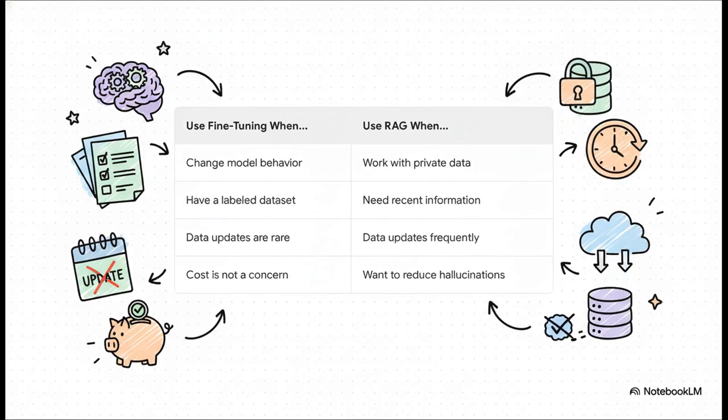And this gives us a really clear guide on when to use what. Look, you might still use fine-tuning if you want to fundamentally change a model's behavior or its personality. But for pretty much everything else, if you're working with your own private data, if you need up-to-the-minute information, if you need to fight hallucinations, or if your data is constantly changing, RAG is the clear winner. It's cheaper, it's faster, and it's just way more flexible.